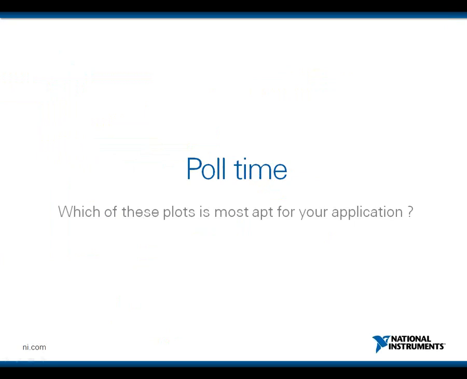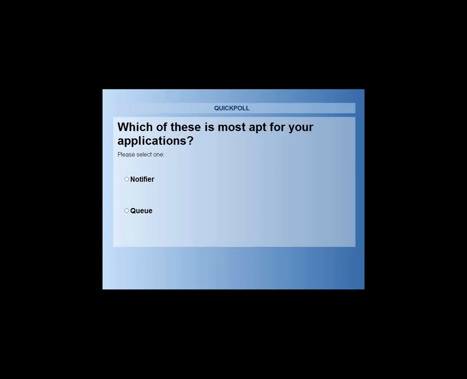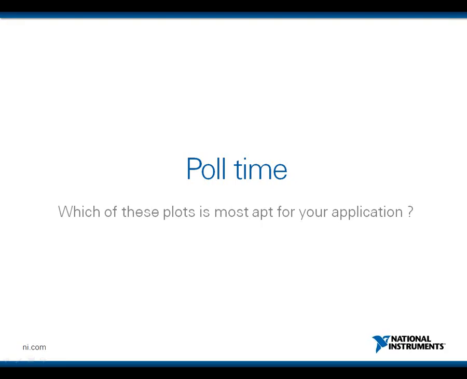So which of these, notifiers or queues, is most apt for your application? I can see that a lot of you have said that queues are very apt for your application. So the advantage of queues is that it buffers data while notifiers transmit data as and when it's available. It transmits only one point at a time.